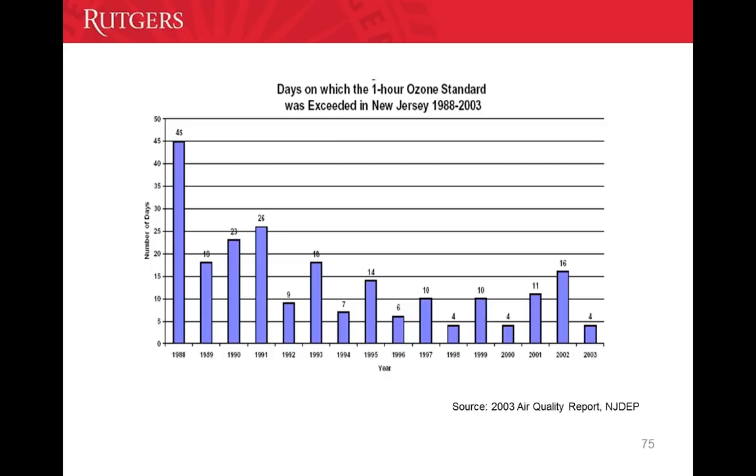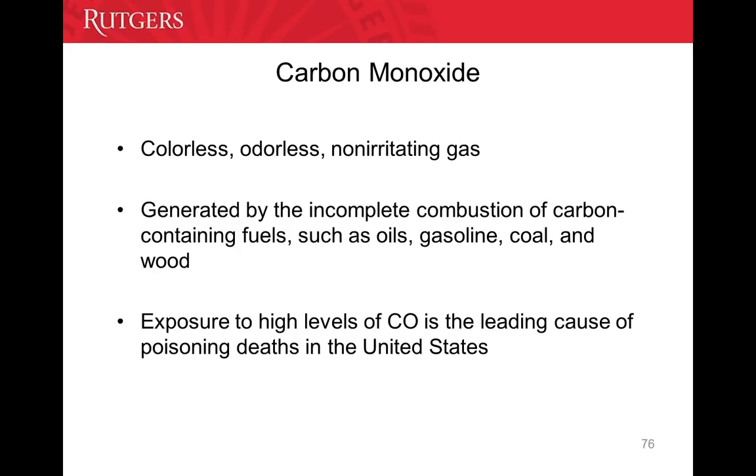And in 1988, as you can see, we had 45 days where we were over the standard. And we started to make some progress, but then in 91 it jumped again. And every once in a while we think we have improved things, and you can see even at the tail end of this graph that we had gone back up again. It's a function of lots of things, including climatic conditions, automobile traffic, and other things.